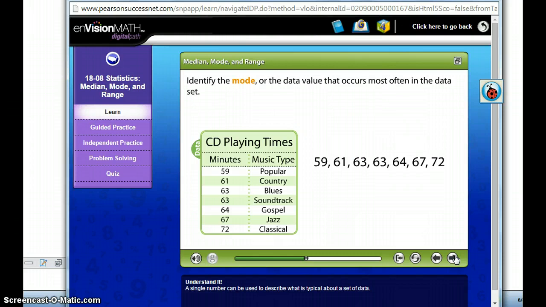Identify the mode, or the data value that occurs most often in the data set. So, mode. Can there be more than one mode? Eli, can there be more than one mode? Not just for this problem, but in general? Yes. Mode means the number that is listed the most. So here we have 63. It's listed twice. It's listed the most. Now, if we had another number that was listed twice, we would list that one as well. If we had 3 numbers listed twice, we would list all 3 of them.